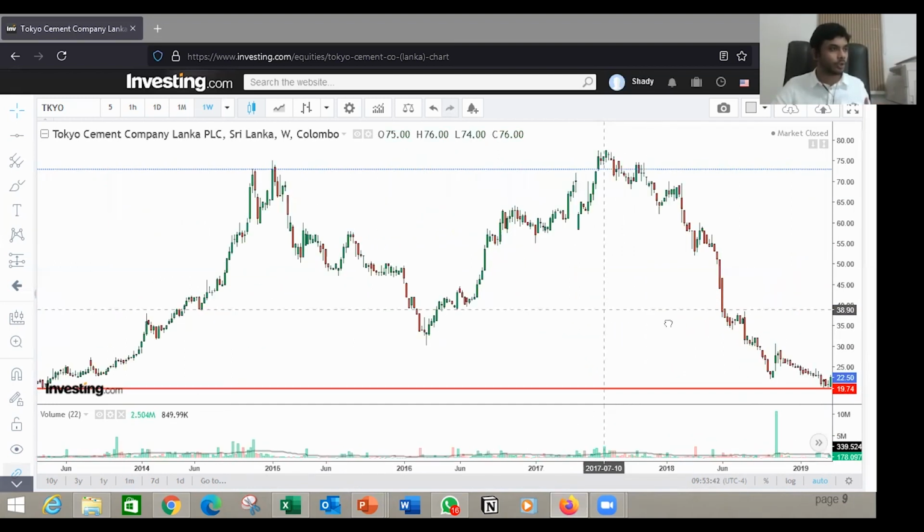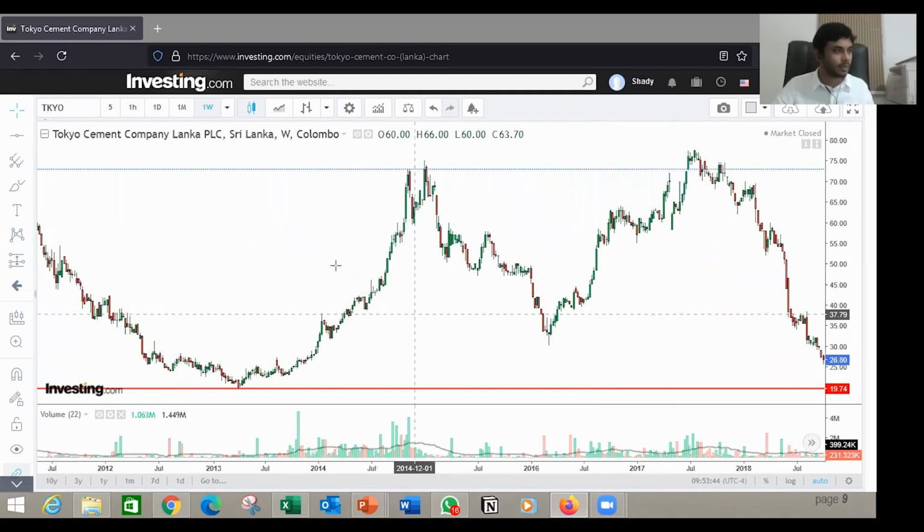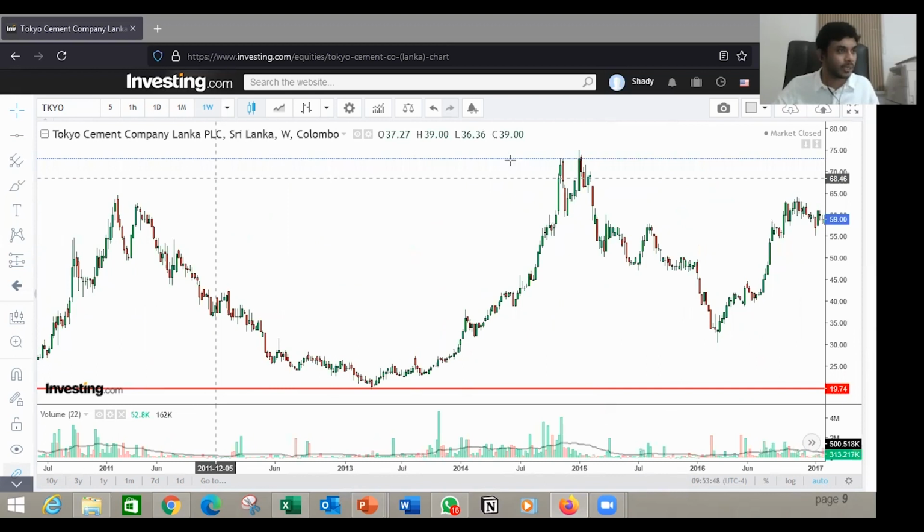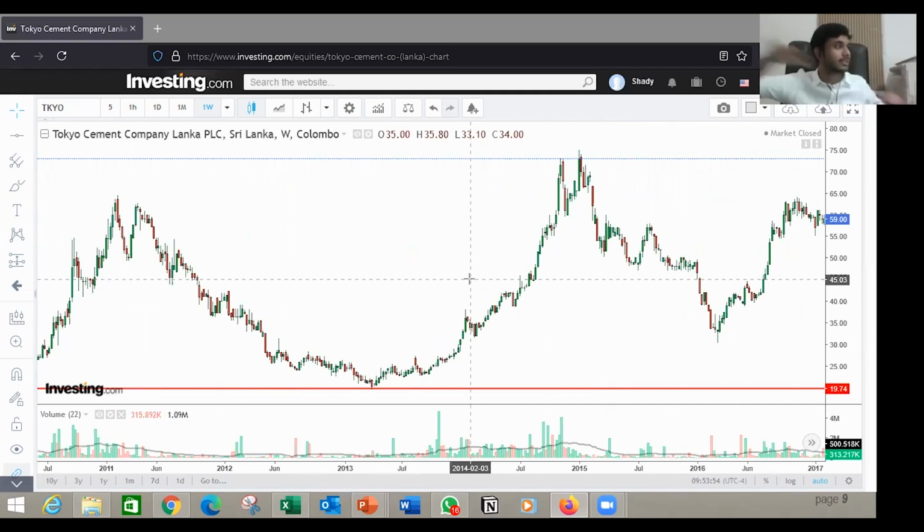Also, I can use the same chart to show you how we can use these resistance levels. Looking at the peak levels where the market has reached, and connecting those peak levels, we can identify what could be the possible next resistance, the trend resistance.